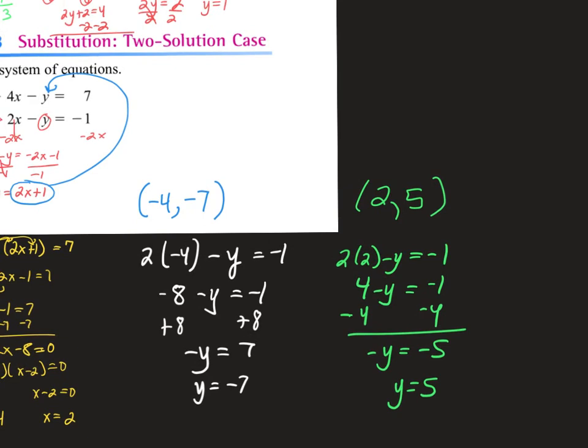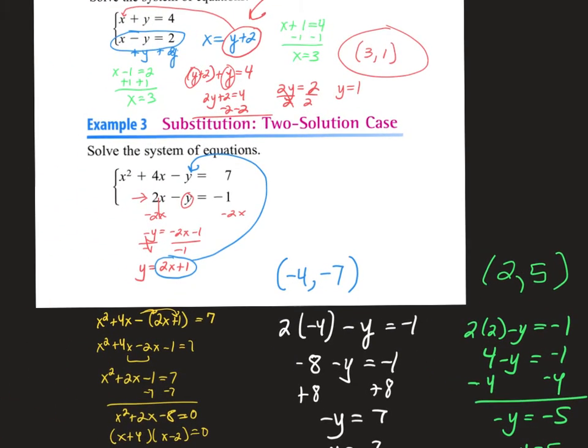How do I know for sure that both of them work? You just go back and plug it in. In this first equation, x squared plus 4x minus y. Just in your mind, guys, what's negative 4 squared? 16, right? Plus, what's 4 times negative 4? Negative 16, right? And then I have minus negative 7. Well, 16 and 16 cancel out, and minus a negative gives me a what? Positive. So this is right. This one works.